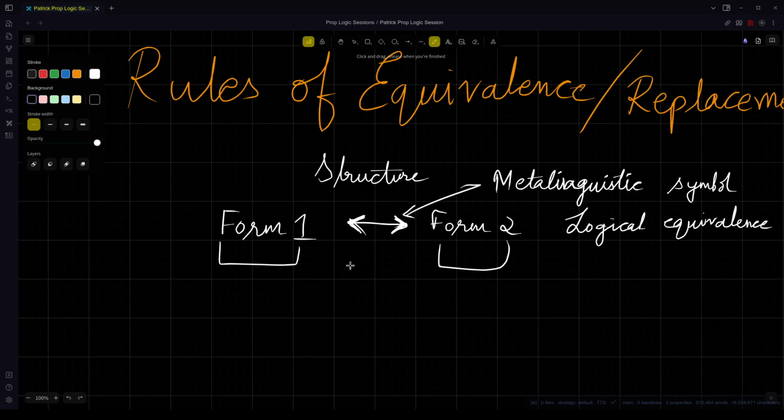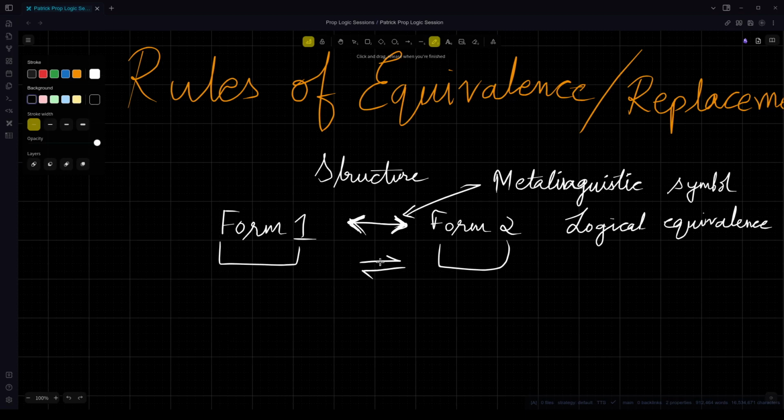So some people also draw it like this. You know how in chemistry you have a reversible reaction? Some people draw it like that, and the reason some people like to draw it like that is because whenever you see form 1, you can replace it with form 2 if the proof calls for it, and whenever you see form 2, if the proof calls for it, you can replace it with form 1.